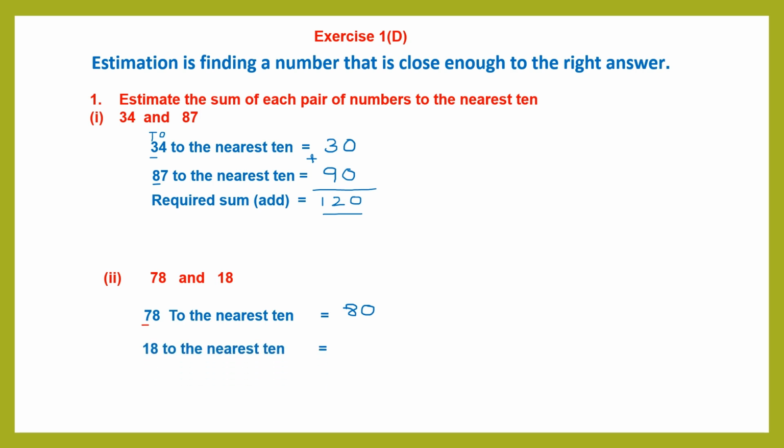And the digit to its right will be replaced with a 0. Next one, 18. The digit in the tens place is 1. The digit to its right is more than 5. So 1 will become 2. And instead of 8, we write 0. Now what is the required sum? We have to add this up to find the required sum. So 0 and 8 plus 2 is 10. So the required sum is 100.